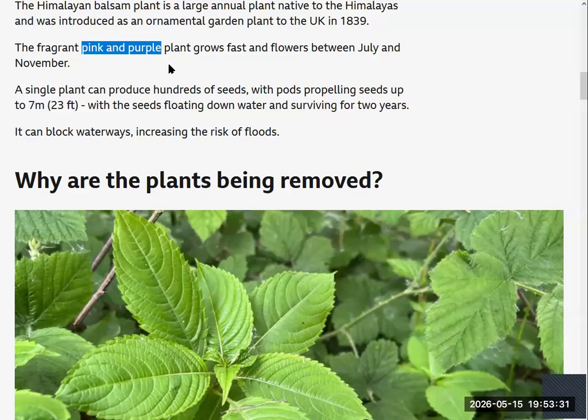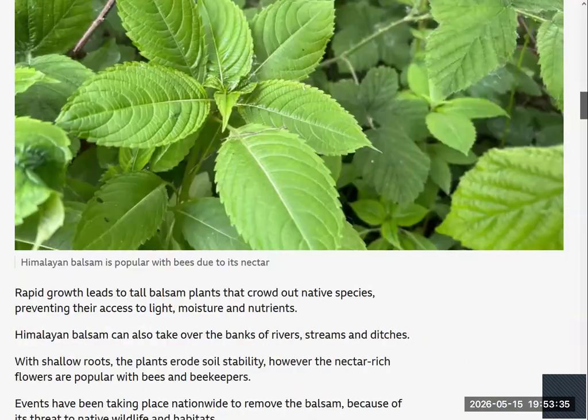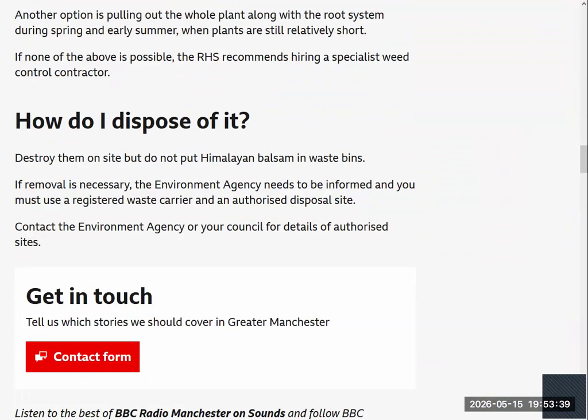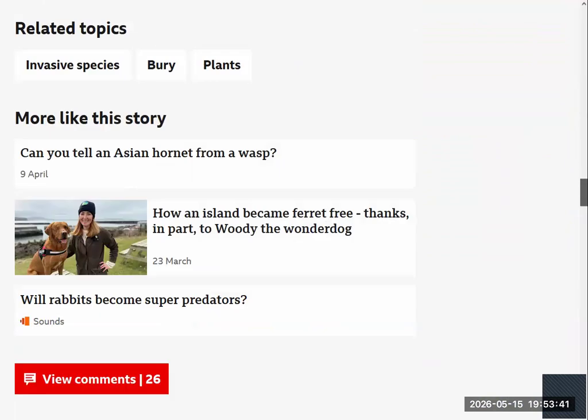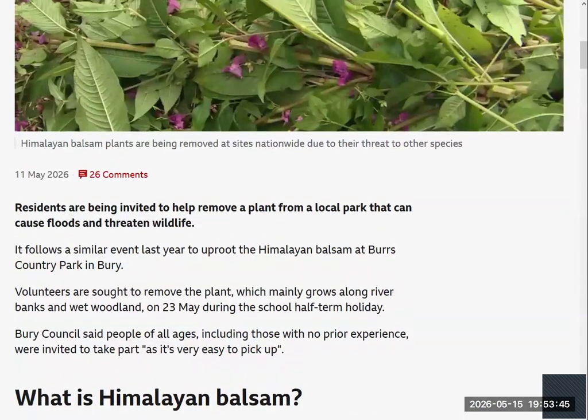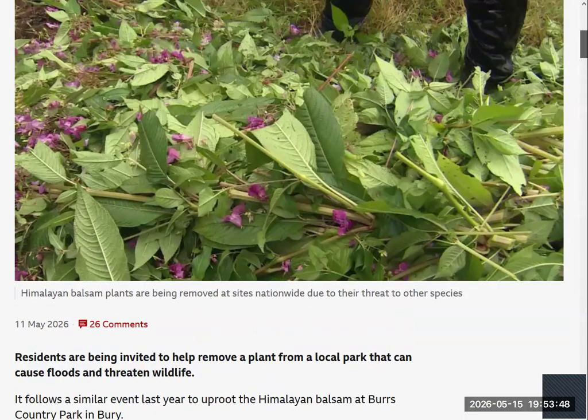So the flowers have the pink and purple. I'm sure if we scroll down, they have to have a photo of it with the flowers. Oh, they don't. My goodness, I'm genuinely surprised. At the top, I think there was. Here we go. They do have a photo with it.